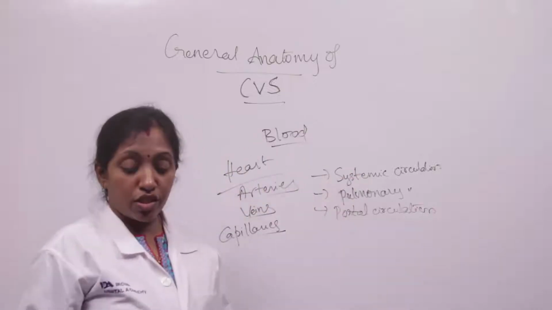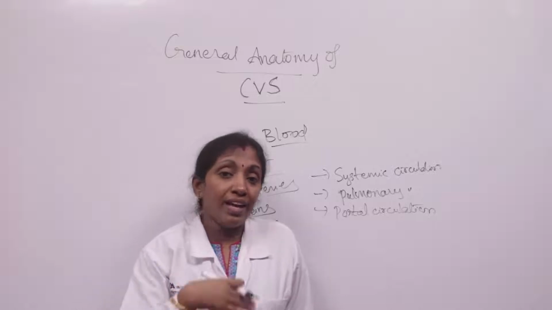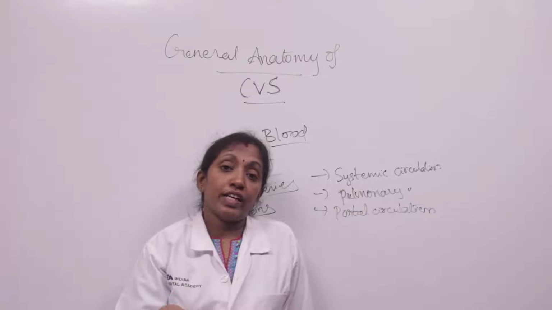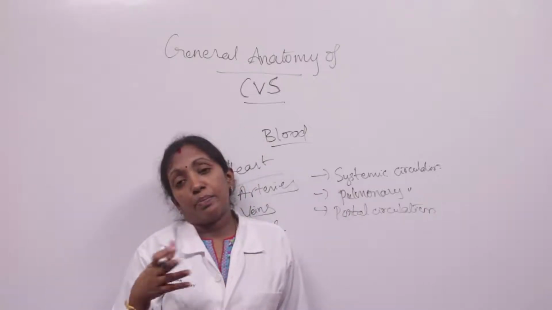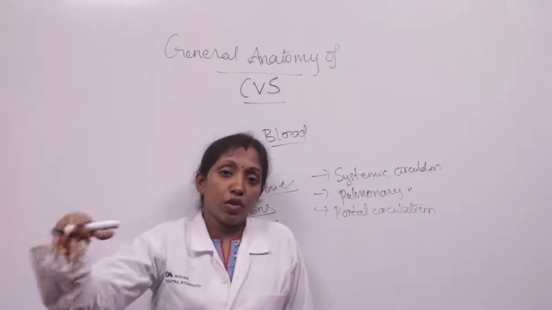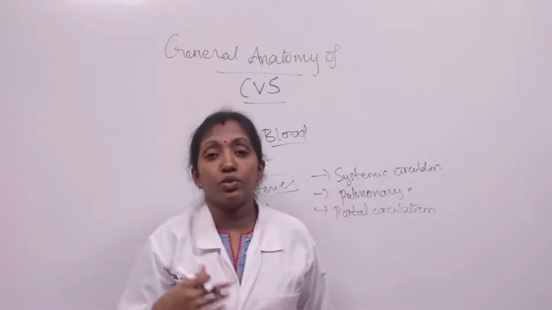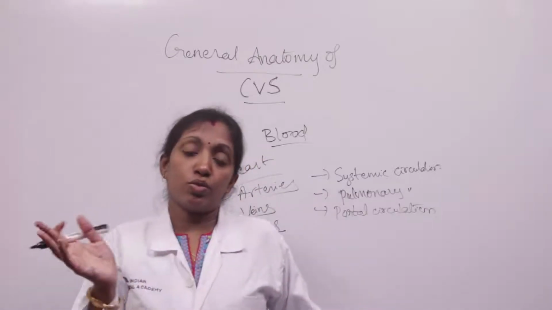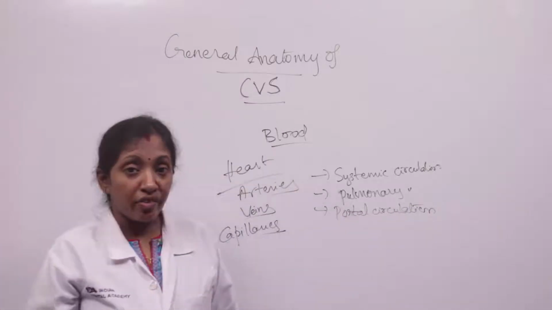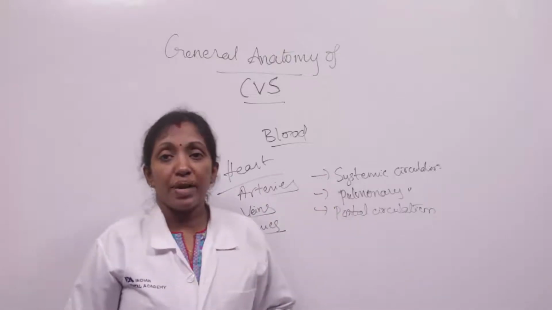In the systemic circulation, the blood from the left ventricle enters the arch of aorta. It supplies the various parts of the body, and from the various parts of the body the deoxygenated blood again comes to the right atrium. So the oxygenated blood from the left ventricle is pumped to the various parts of the body, and the deoxygenated blood from the various parts of the body reaches the right atrium. This circulation we call systemic circulation.